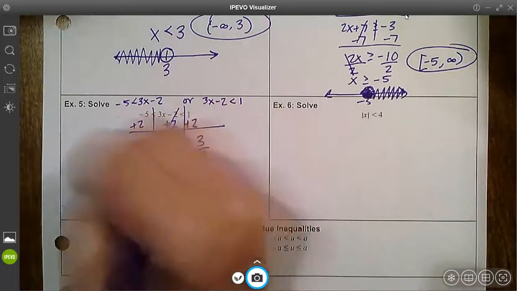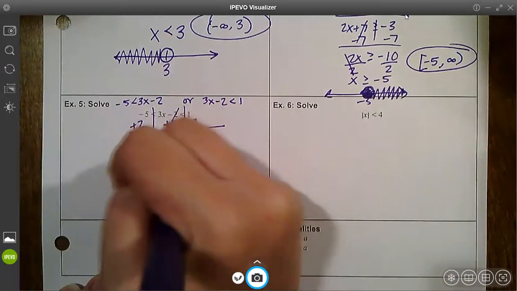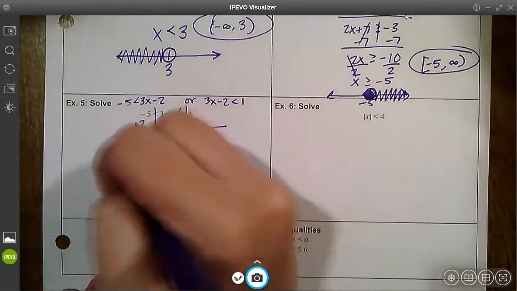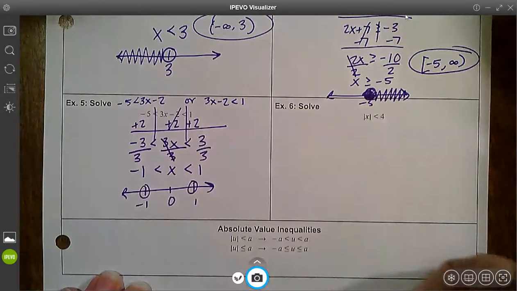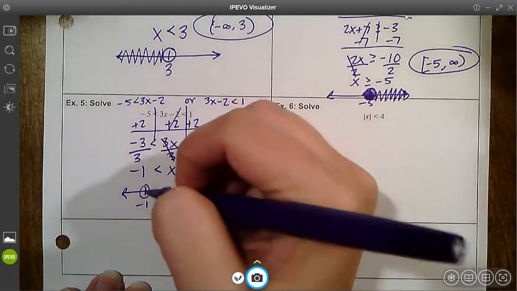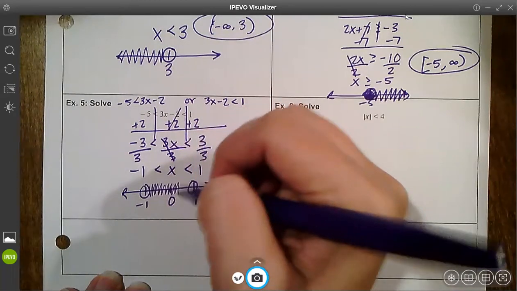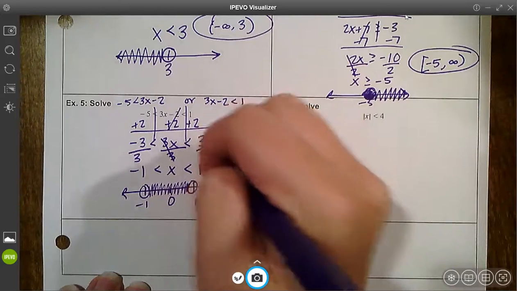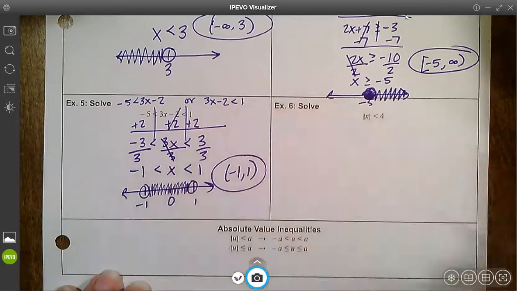If we were to graph it, we have -1, 0, and 1. They are not or equal to, so it's open circles, sorry, on both ones. It's x is greater than -1, so we're going here, and then it's less than 1, it's in between. So for our interval, we've got -1 to 1.